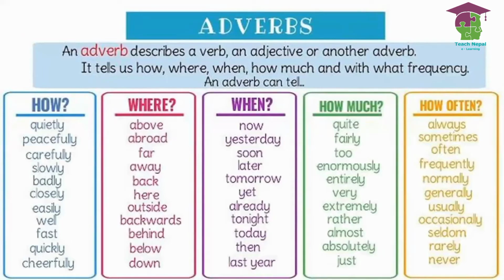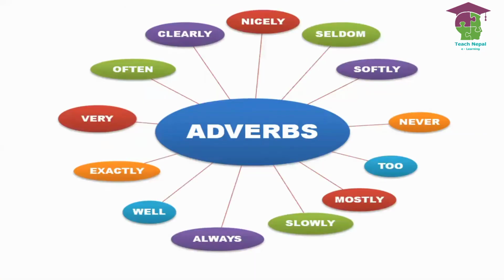How, where, when, how much, how often, right? Quietly, above, now, quite, always. These are some of the adverbs. You have been given the list of adverbs also there. So adverbs: nicely, seldom, softly, never, too, mostly, slowly, always, well, exactly, very often. These are some of the adverbs.